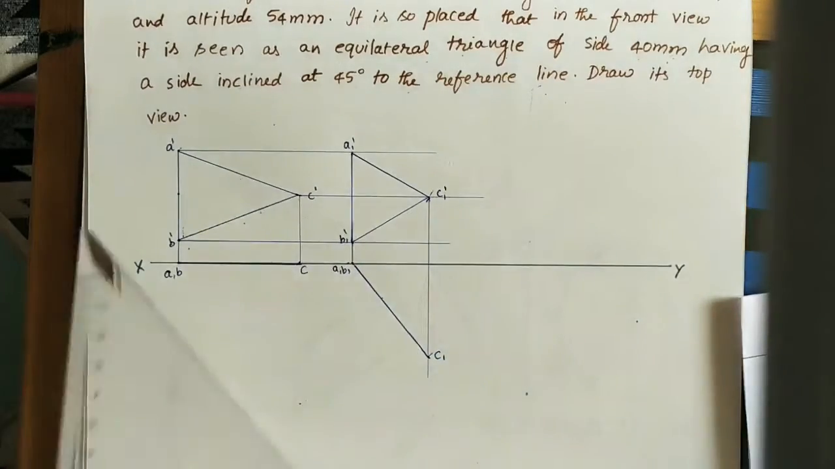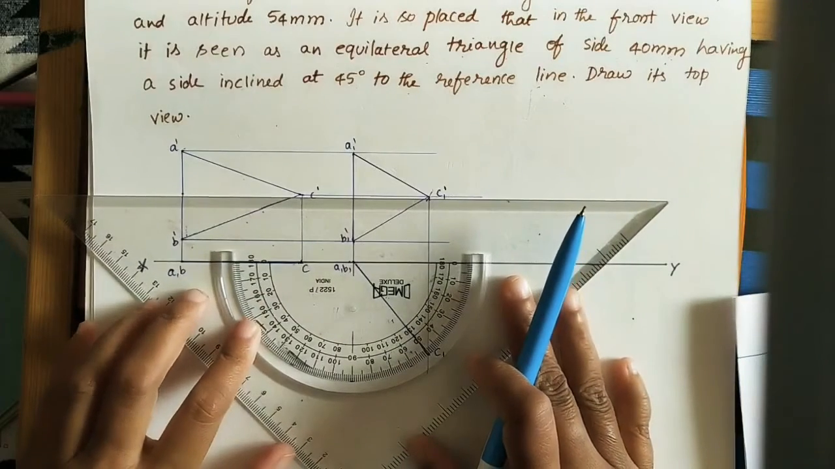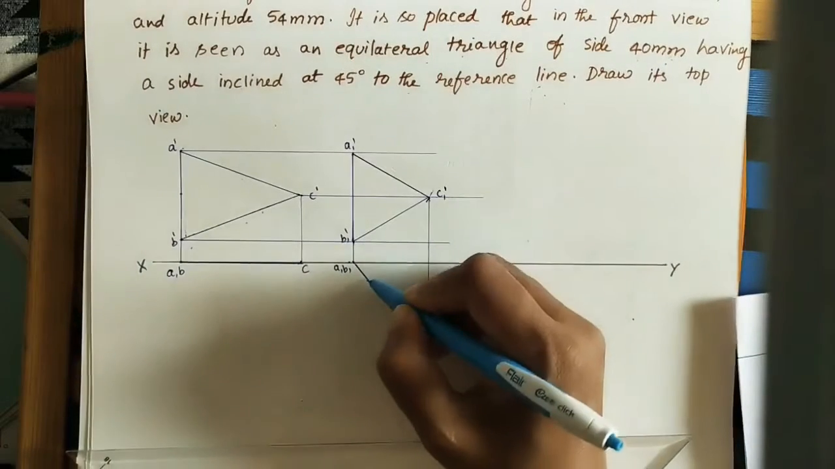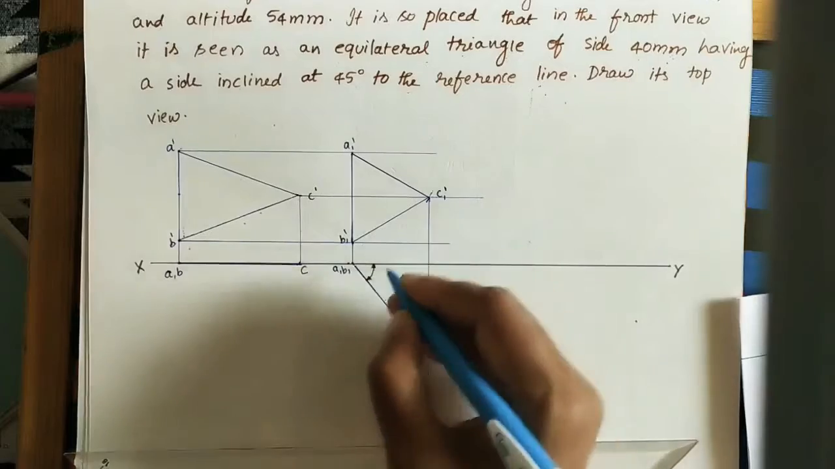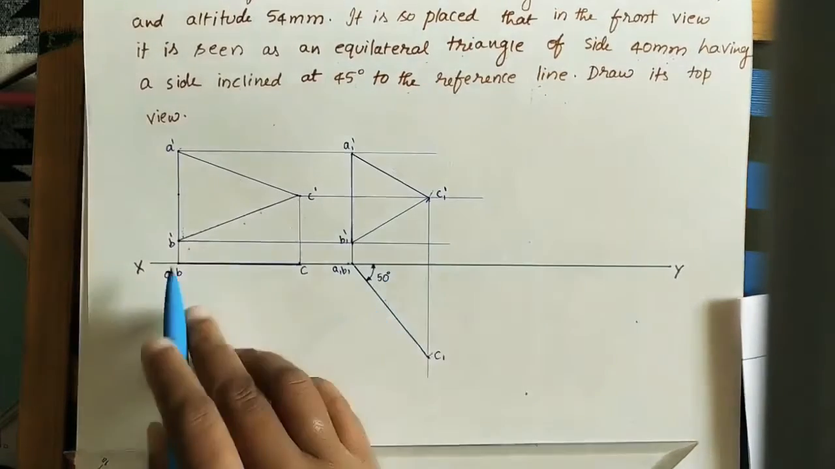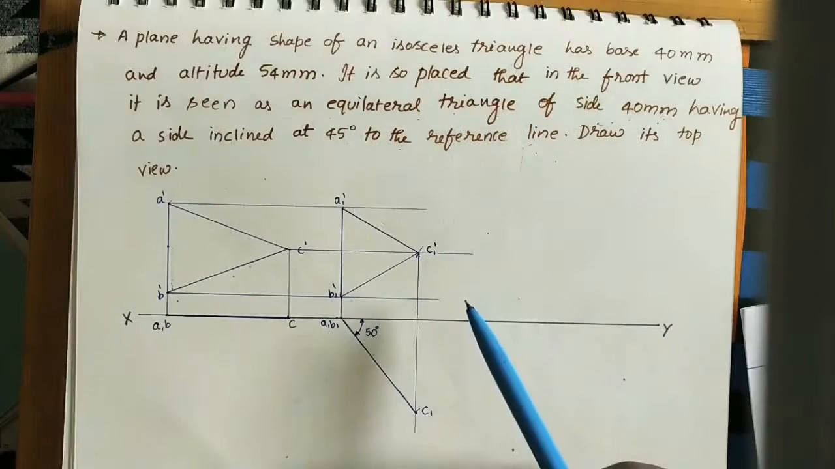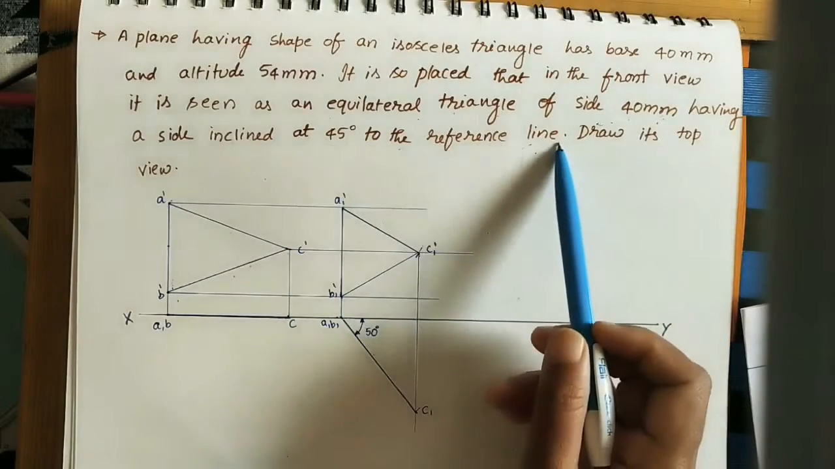Okay, just measure this angle by using the protractor. So this angle is showing 50 degrees. So mark 50 degrees here. When the plane is making 50 degrees, this isosceles triangle is looking like an equilateral triangle. Okay, got it? Again, next he has given a side inclined at 45 degrees to the reference line.